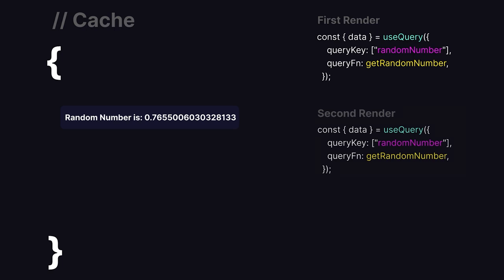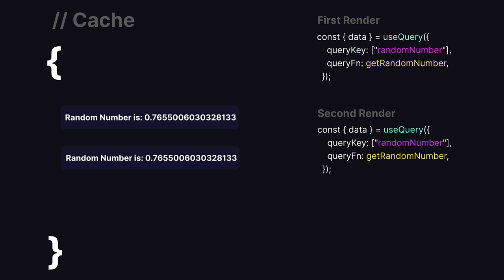But on the second render, what do you expect to get? You might be thinking we are going to be getting some random number once again, but no, we are going to be getting that same number once again. And why is that? That's because we are passing that random number as a query key to our useQuery. Which means if we already have some data available inside our cache, it's only going to give us that already available data.